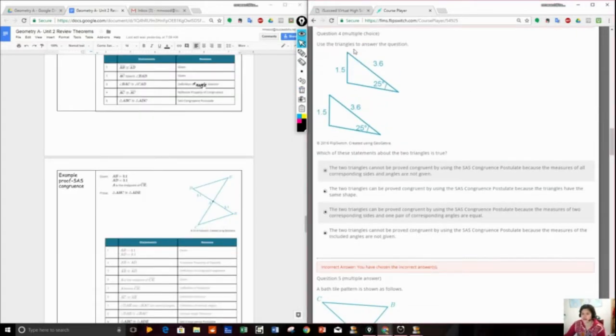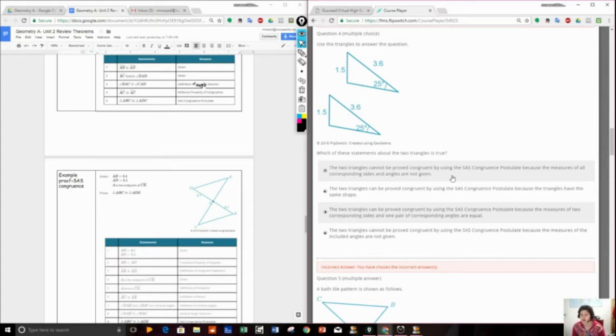Question 4, use the triangles to answer the question. Which of these statements about the two triangles is true? The two triangles cannot be proved congruent by using the side angle side congruence postulate because the measure of all corresponding sides and angles are not given. Okay, for side angle side, we only need 2 corresponding sides and 1 included angle. So we don't need all of the corresponding sides.